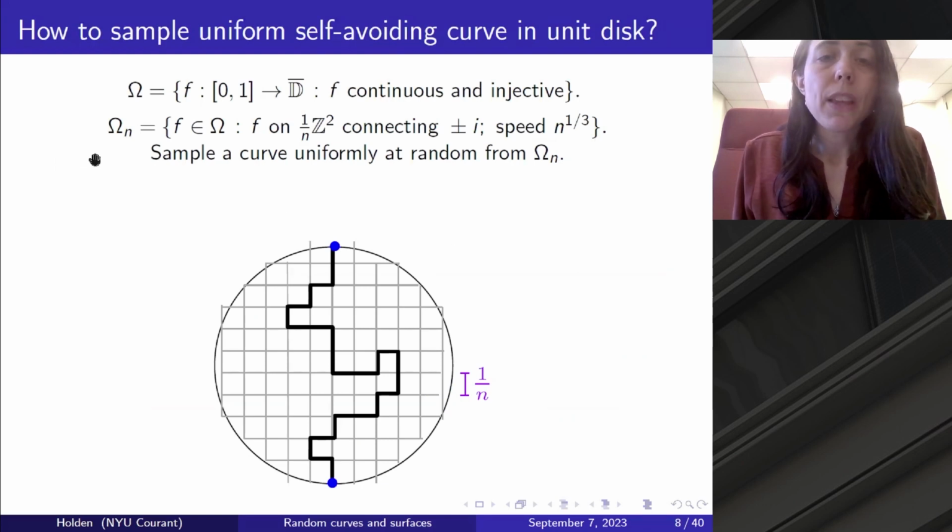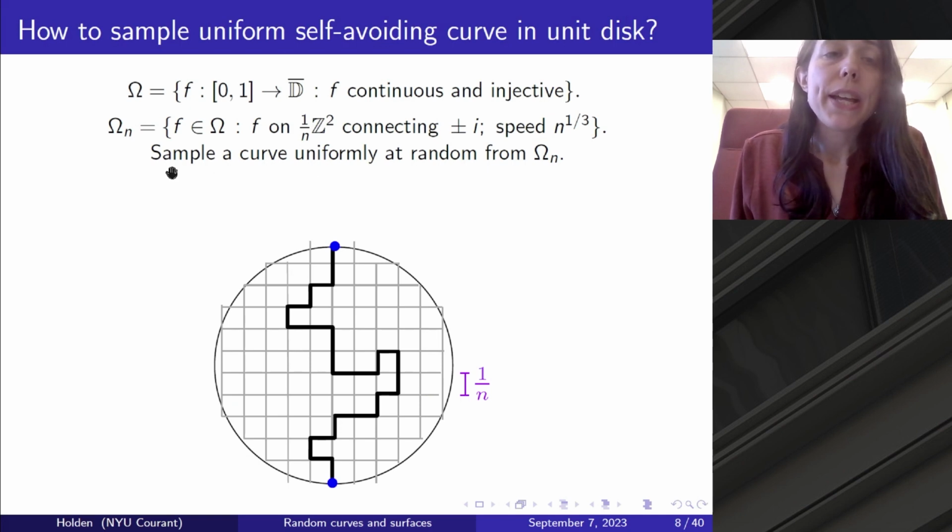So the choice of speed is essential. This choice of starting and ending points plus minus i is actually not so important, but it's simply a choice I make in order for what I will say next to fit better with the standard theory.